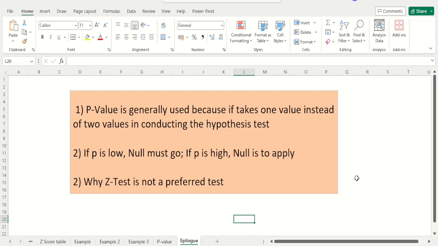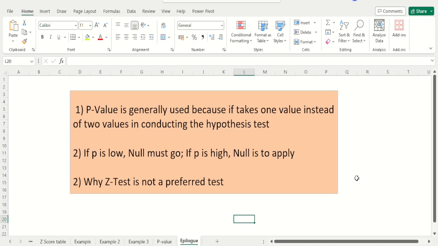Now, how do we remember this? One very common way that you'll see across different lines is, this is how people remember. If p is low, null must go. Right? It's a very simple, very creative way of remembering. So whenever p is low, null must go. Null must go means null is rejected. If p is high, null is to apply, which means if p is high, then fail to reject the null because null still applies, right? This is how people generally remember it.